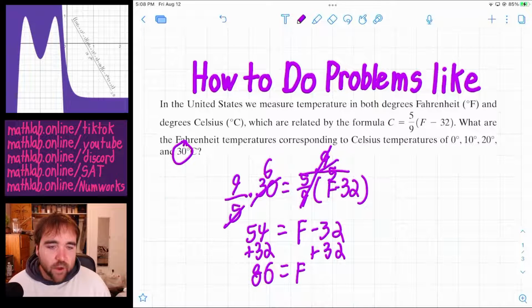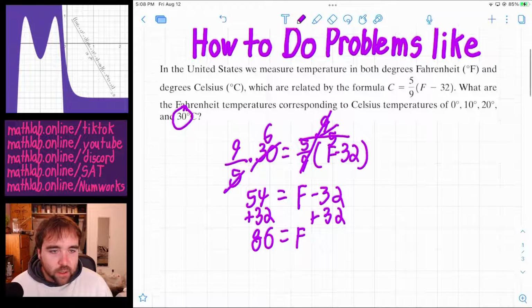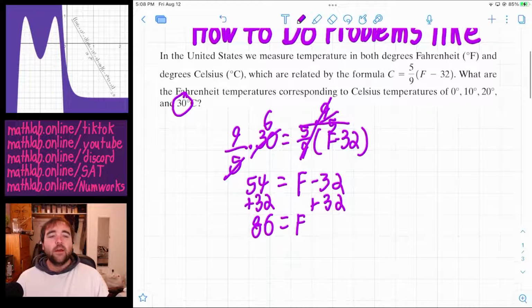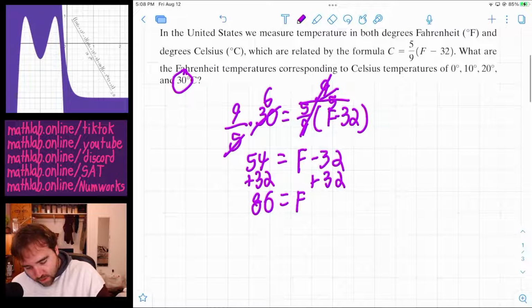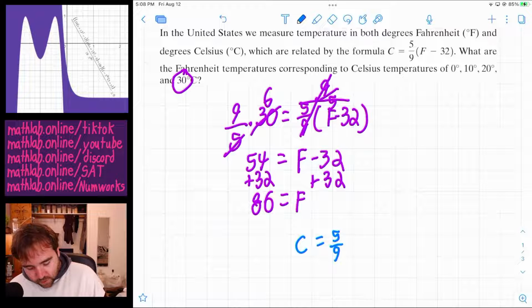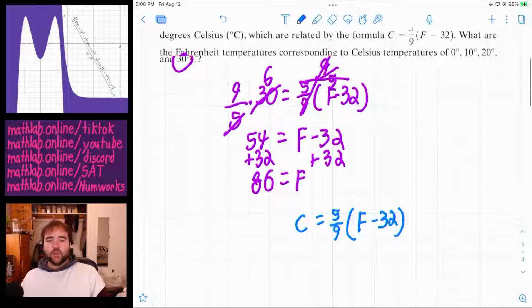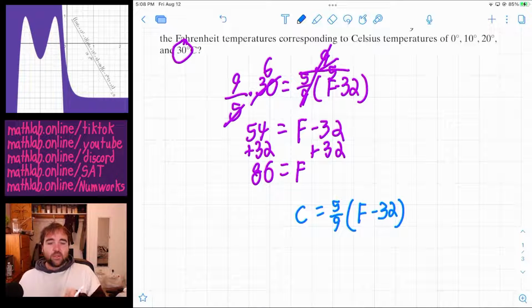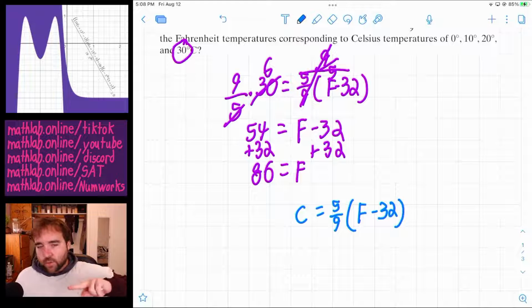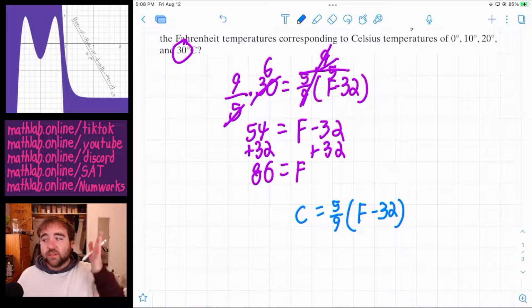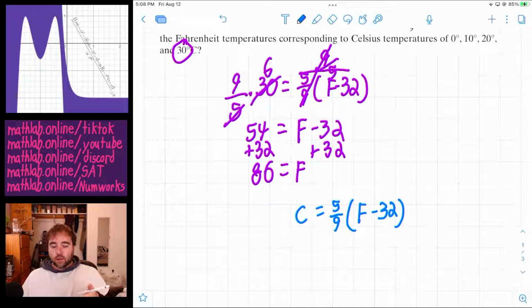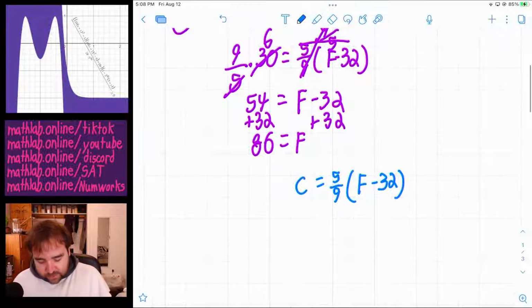And so we could do that for every temperature. Let's try to get maybe a quicker way to do it. And let's do that by, instead of plugging in a value for C, let's just solve for F on its own. Right now, our equation is better to go from Fahrenheit to Celsius because we can plug in the Fahrenheit and just get the Celsius. Let's have it go the other way, where we can plug in the Celsius and just get the Fahrenheit. But we're going to do the exact same steps we did up here.